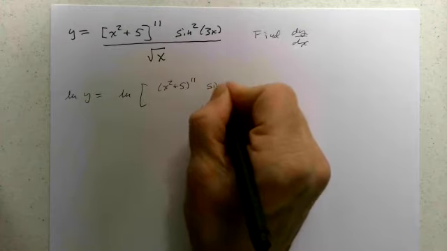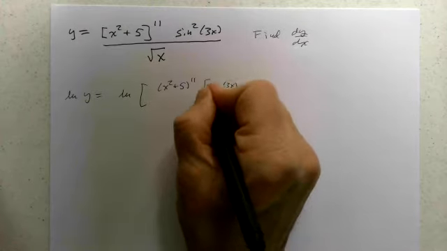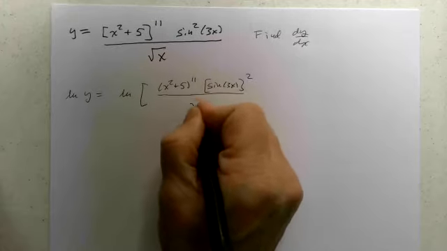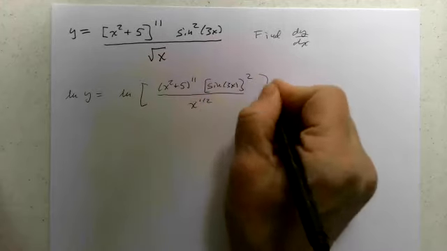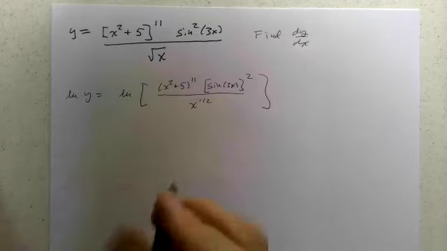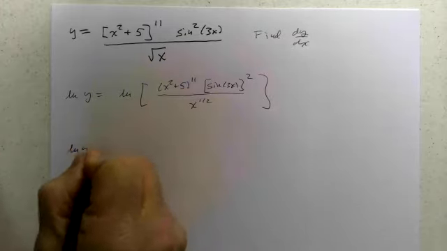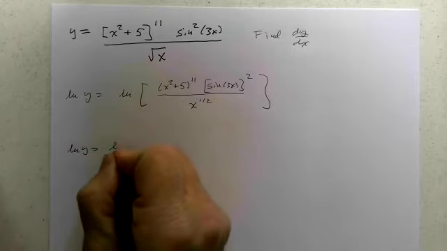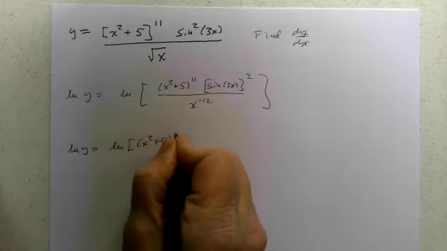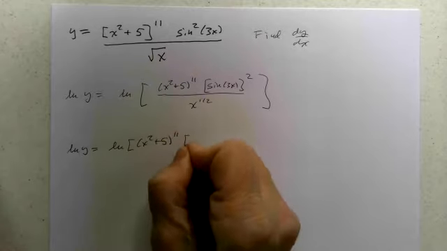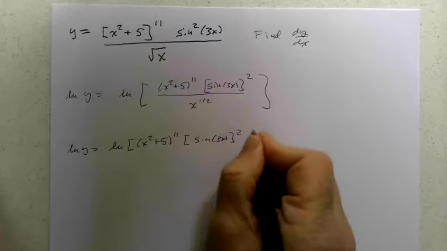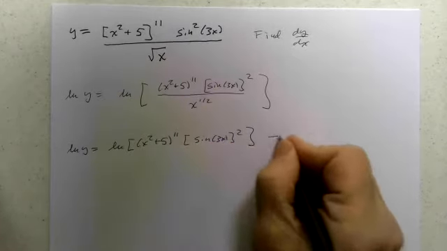And I'm going to rewrite sine squared 3x as (sine 3x) squared, and I'm going to rewrite square root of x as x to the 1/2 power, just so I can appeal to my rules of logs. We know the log of a quotient is the difference of the logs, so the log of the top minus the log of the bottom. Log of the top, (x squared plus 5) to the 11th, times (sine 3x) squared, minus the log of the bottom.